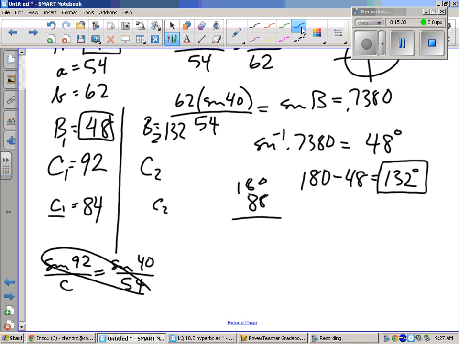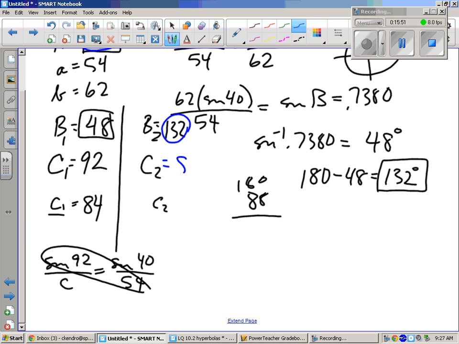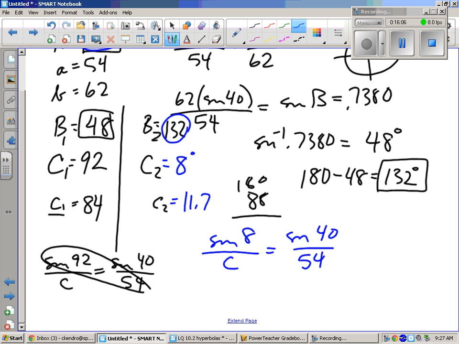Now I'm going to change to blue here because we're going to do C2 and little c2. So again, I have 132 and 40, that's 172, so angle C would be 8 degrees. And then I do sine of 8 over little c, and then sine of 40 over 54. So cross multiply, work that out, I got little c to be 11.7. And it makes sense. This is a big angle with a big side. This is a little angle with a little side. All right, so they're all working there.